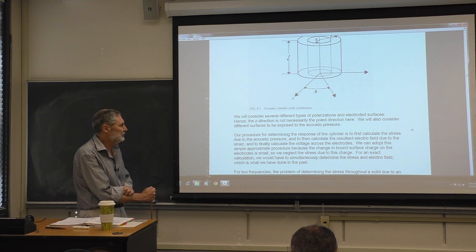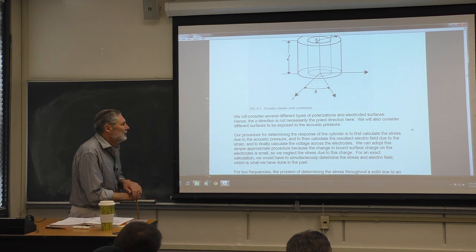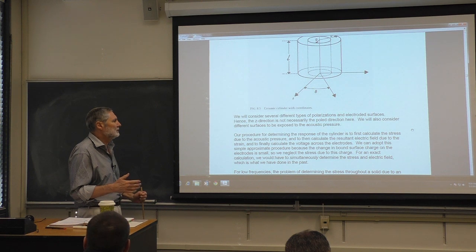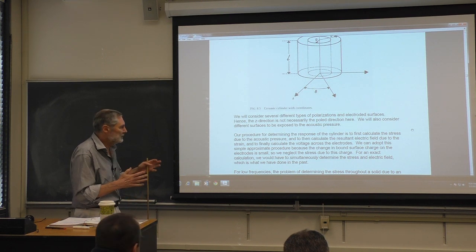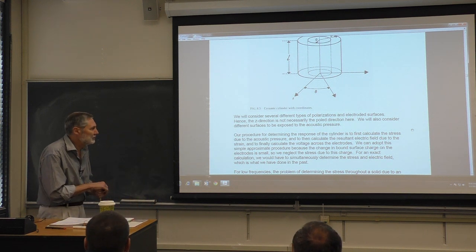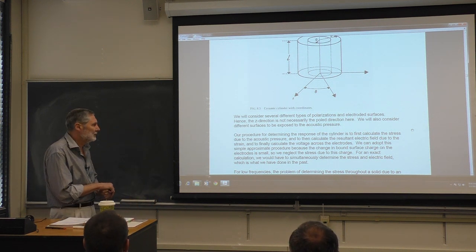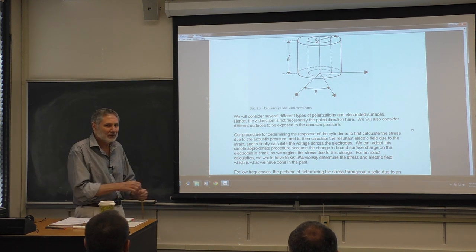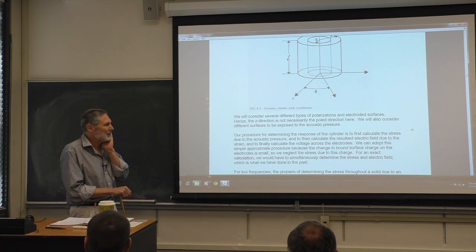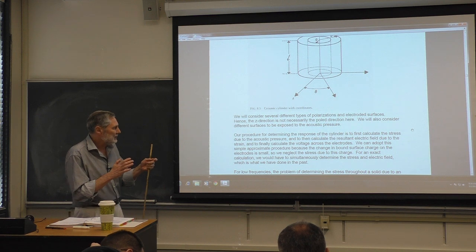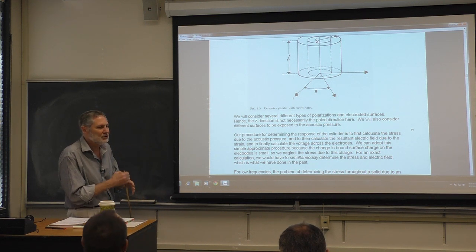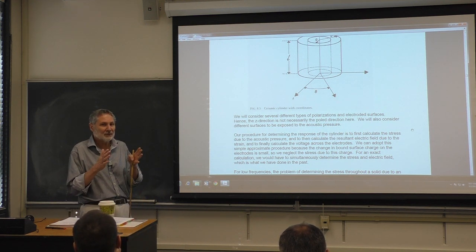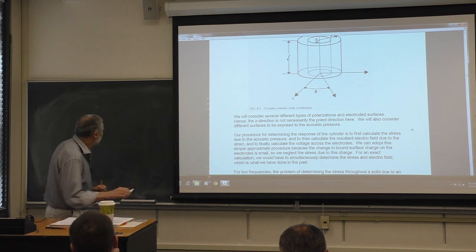The idea of what we're going to do here is we first calculate the response of the cylinder. We calculate the stress due to the acoustic pressure, the stress in the cylinder. And from that we get the electric field. And then from the electric field we get the voltage. Then we can get the sensitivity. Now that may sound like what we've been doing all along, but we actually haven't been doing that. When you compress a piezoelectric, you can change the bound charge. Right? Remember those, remember this?